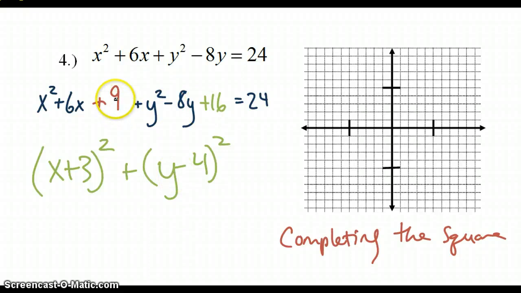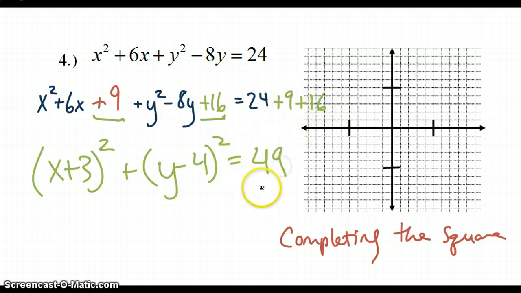But here's the thing. You added 9 to this side of the equation, and you added 16 to this side of the equation. Can you just do that? The answer is no, you cannot just do that. You need to do the same thing to the other side. Add 16 and add 9, then we're okay. So this adds up to 49, and now you can see what the center will be, what the radius will be, and for your assignment after this video is done, you can graph the circle. Good luck.